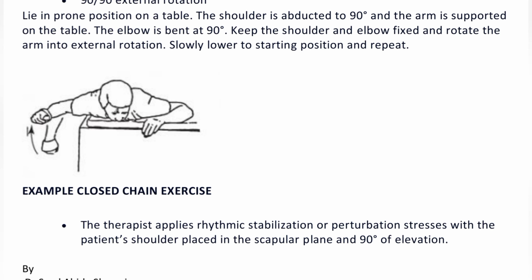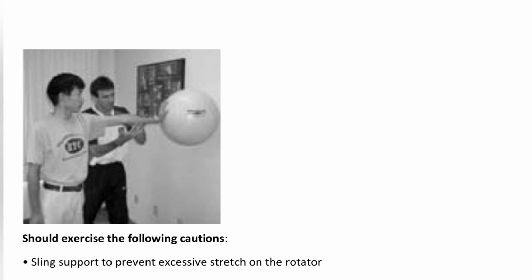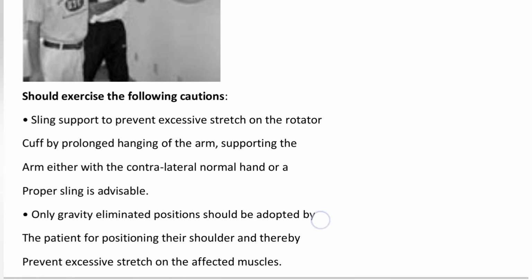Next one is closed chain exercises. Example of closed chain exercises: the therapist applies rhythmic stabilization and perturbation stresses with the patient's shoulder placed in the scapular plane and 90 degrees of elevation. This one is a closed chain exercise.